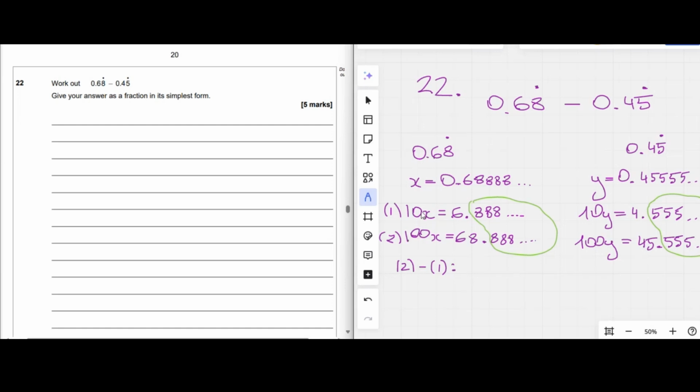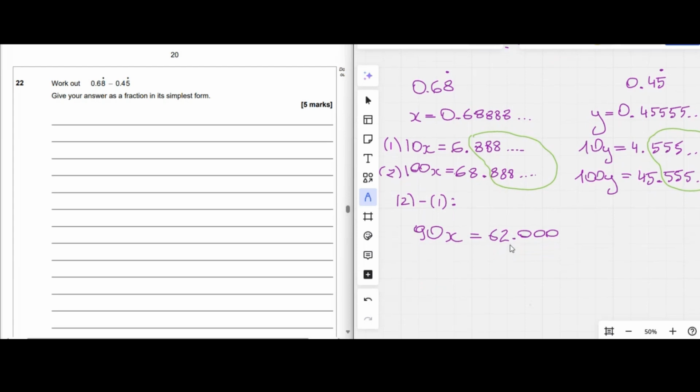So 100 minus 10 is 90x. And on the right hand side, if we deduct those decimals, it will cancel the decimal part because these are exactly the same. So 68 minus 6 is 62, and 0.0, because the decimal parts cancelled. Okay? So then x is 62 divided by 90.